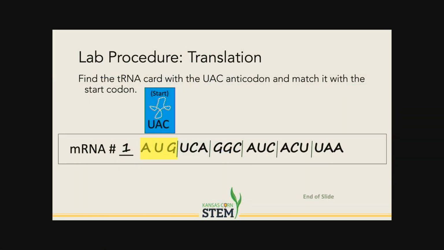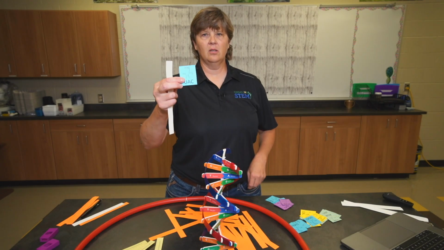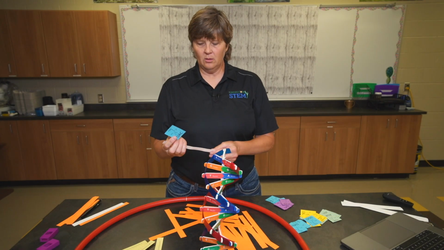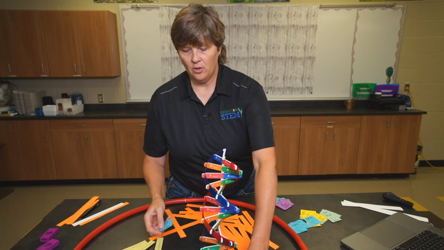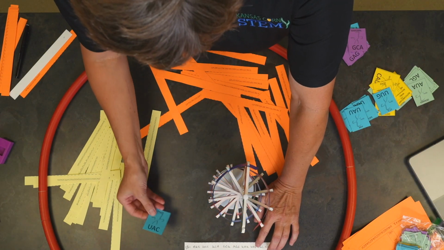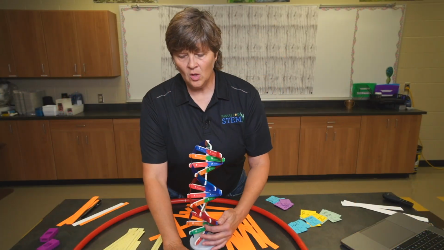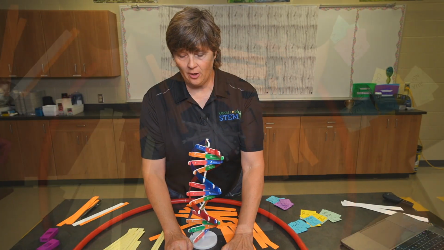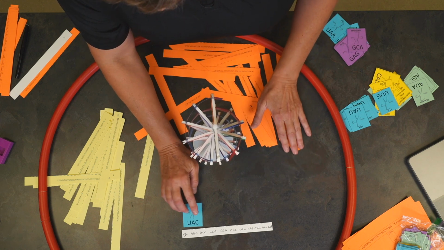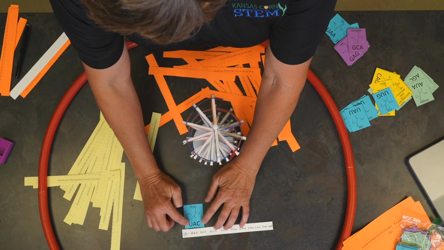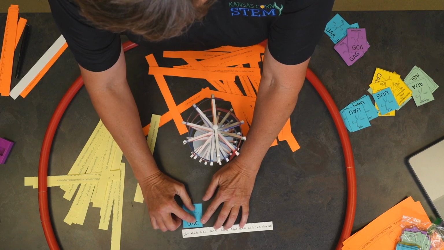Once we've identified our start codon with our AUG, now we have to find the corresponding transfer RNA card. So I just happen to pick up blue, but we're looking for the UAC card. And on that UAC card, it says start. And they're going to lay their strip down. And I know this is in the nucleus, but we're really at our table now. We're going to lay our strip down, and we're going to pair it up with our transfer RNA anticodon. So A pairs with U pairs with A, G pairs with C.